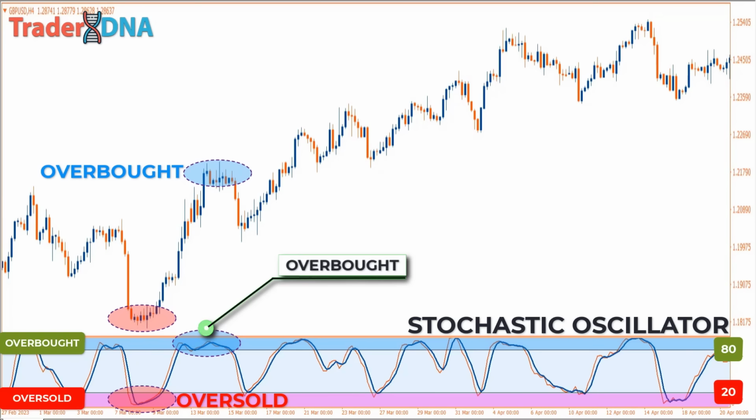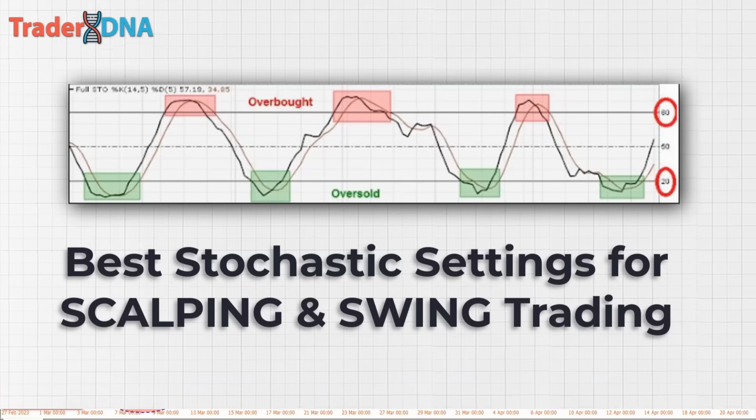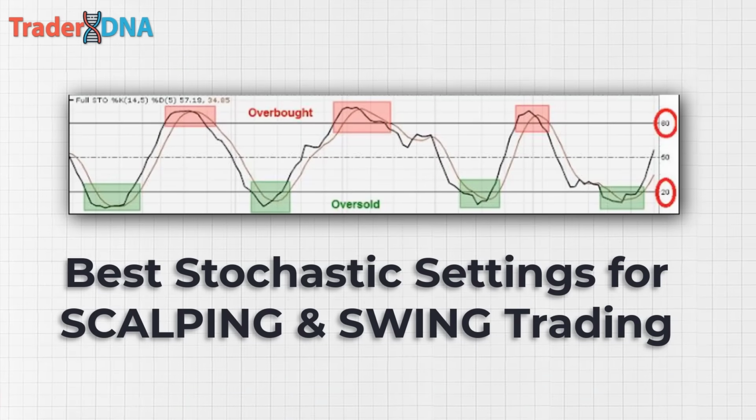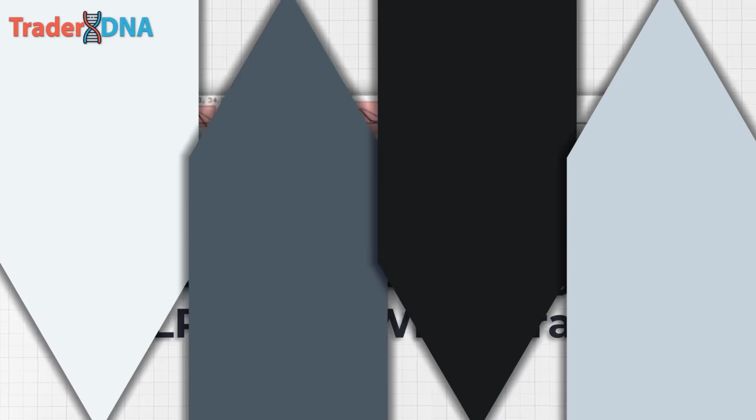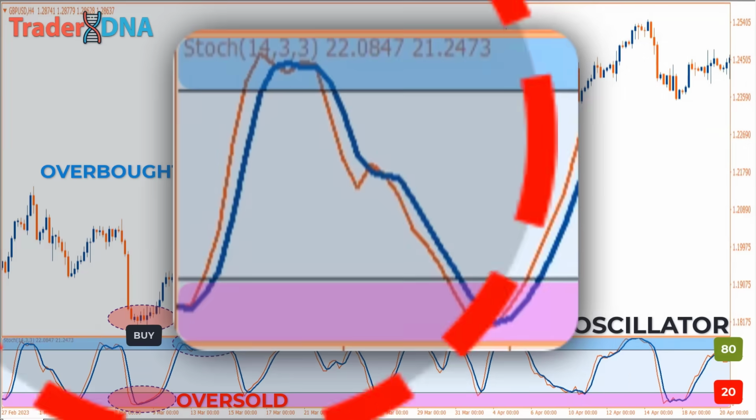While you can use the stochastic tool just by buying in oversold regions and selling in overbought ones, this approach alone might not always yield high success rates. Now that you know the most popular way to use the stochastic oscillator, there's one more important thing to learn. The best and most commonly used setting by pro traders and major investors. That's the 14-period stochastic oscillator.